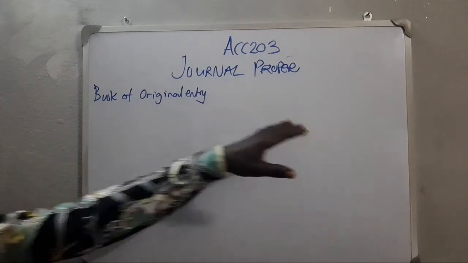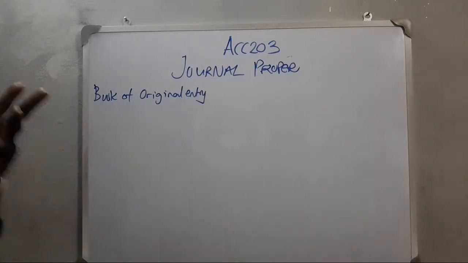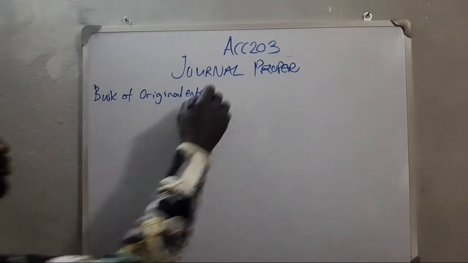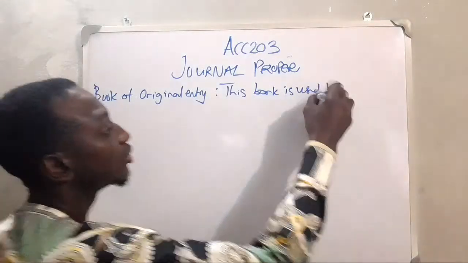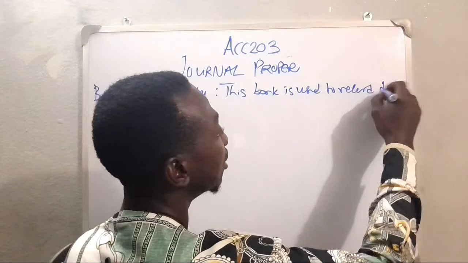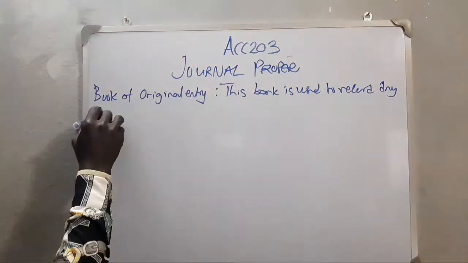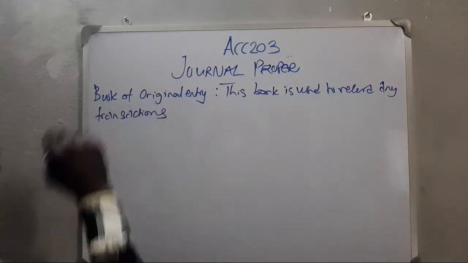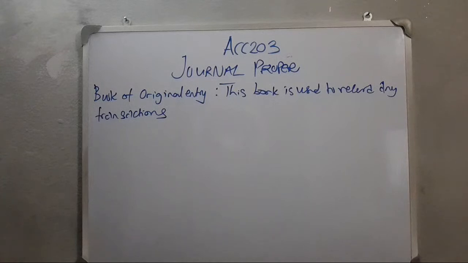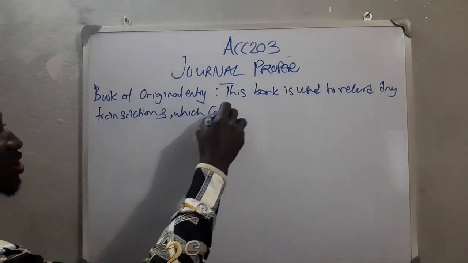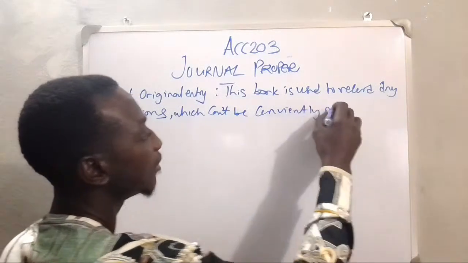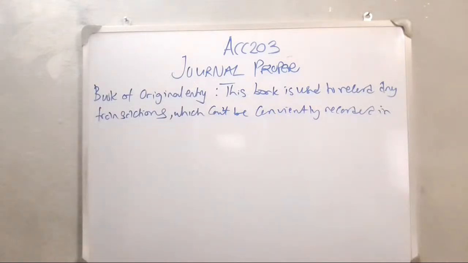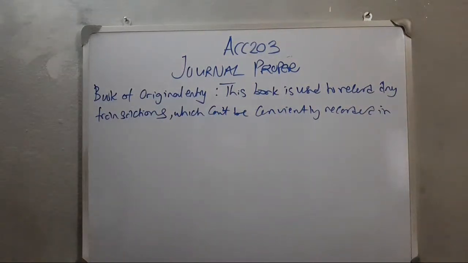Now, let's do that again. Journal or journal proper is one of the books of original entry that is used to record any transaction which cannot be conveniently recorded in any of the other subsidiary books.